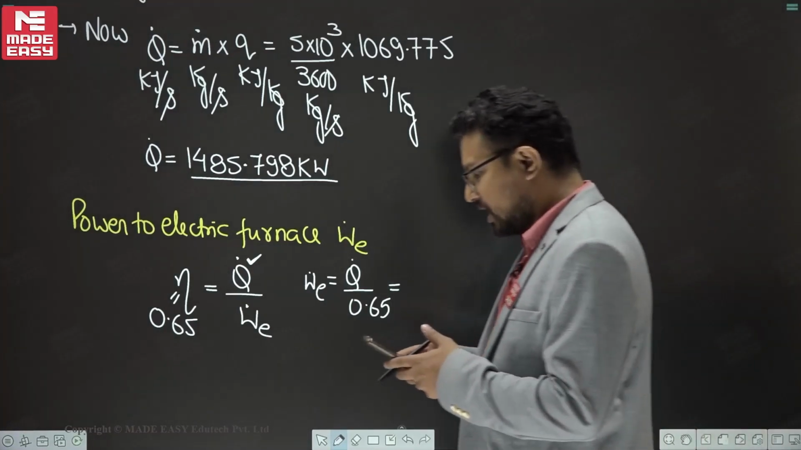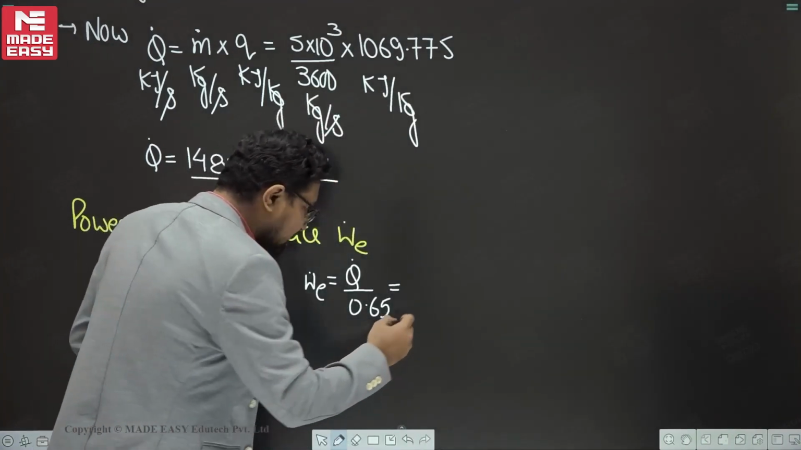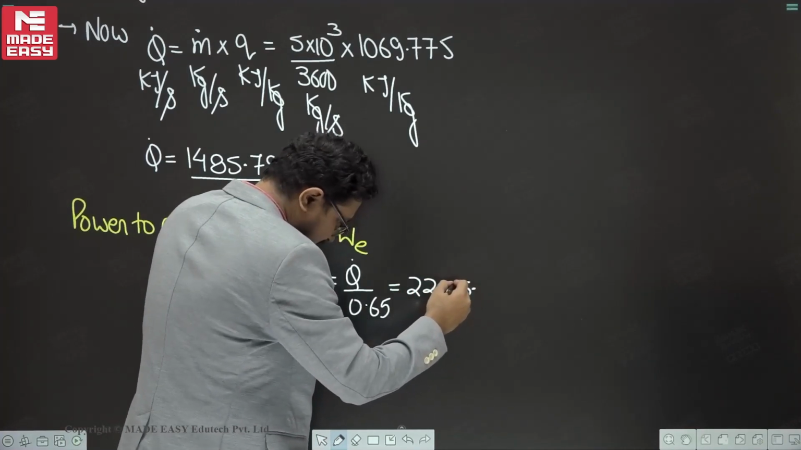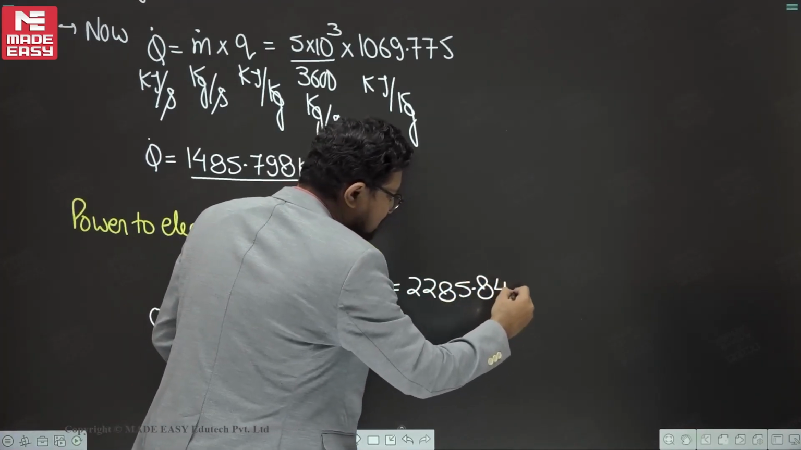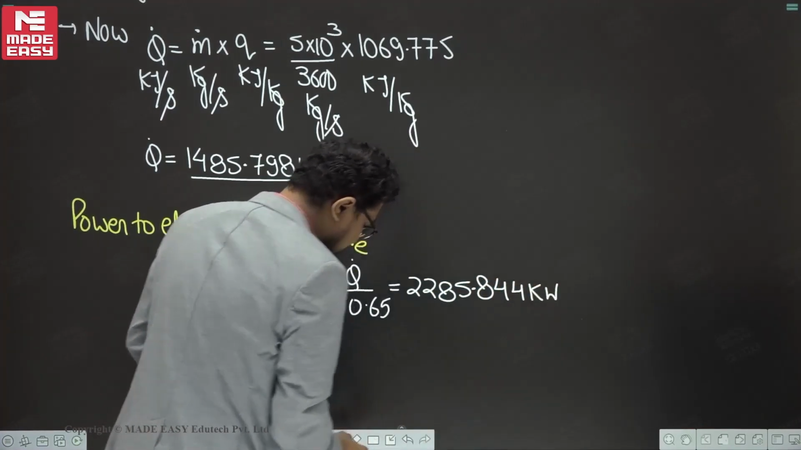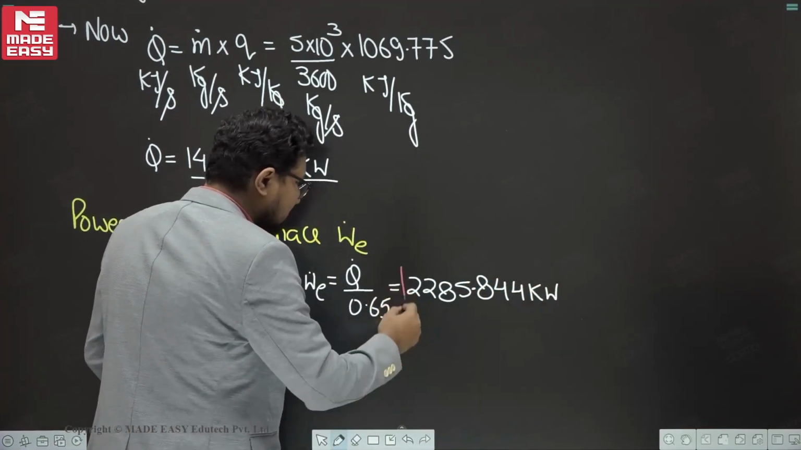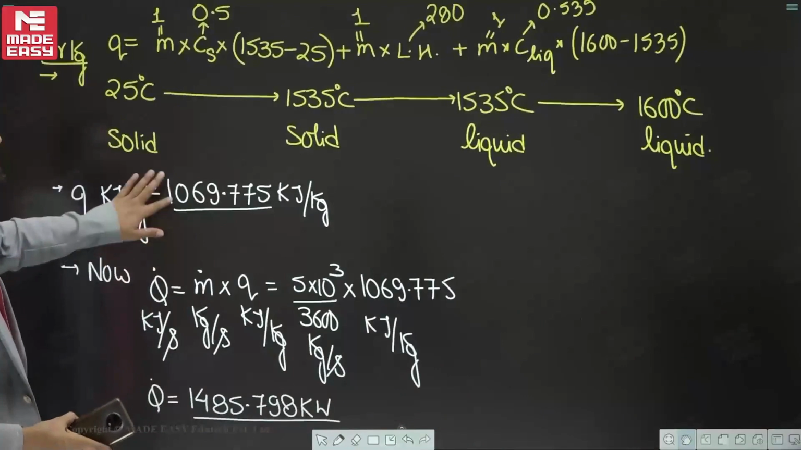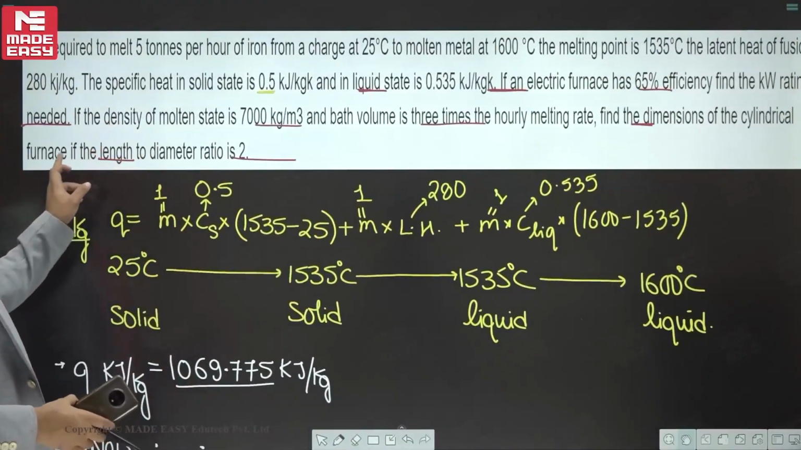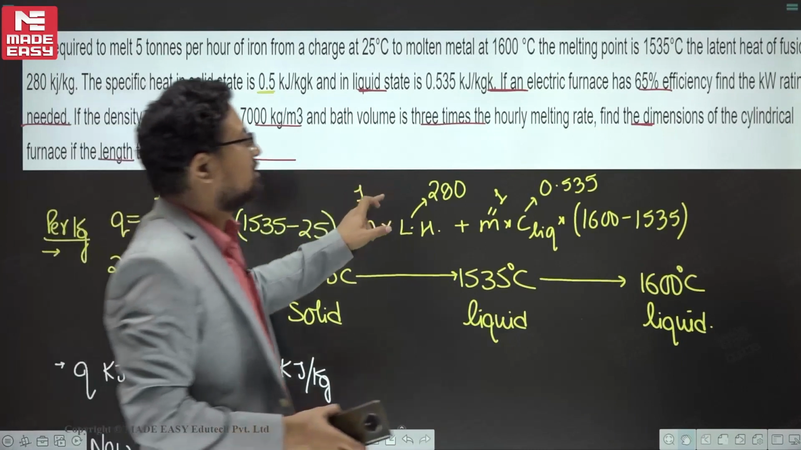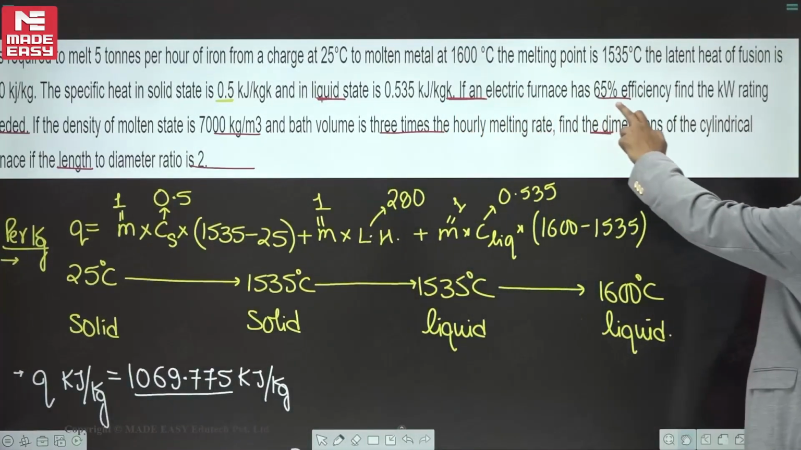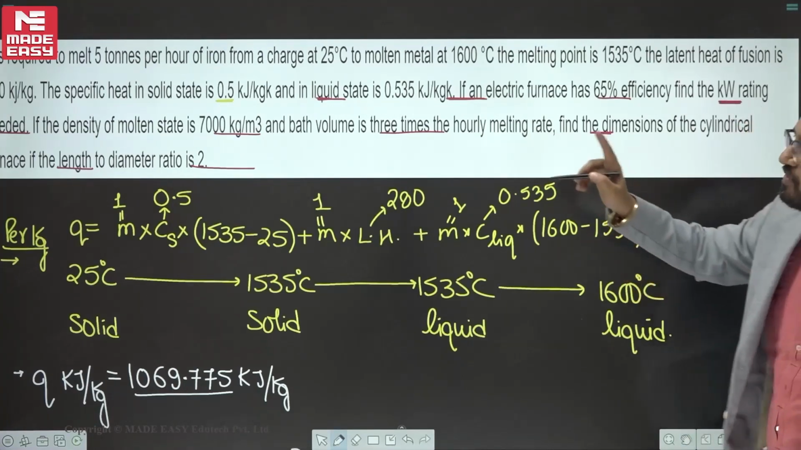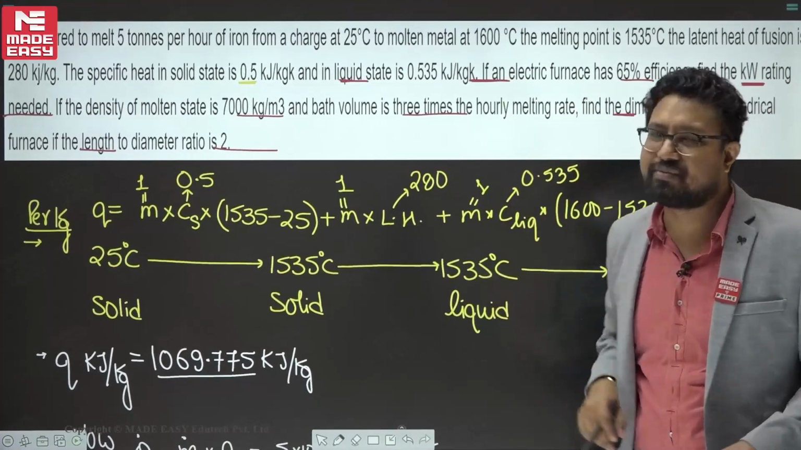We are getting 2285.844. So, this is the electrical power which we need to supply. This is one of the answers which they have asked. So, we have found out the electric power which we need to give. If an electric furnace has 65% efficiency, find the kilowatt rating. So, we have found out the kilowatt rating which we need to have for the furnace.